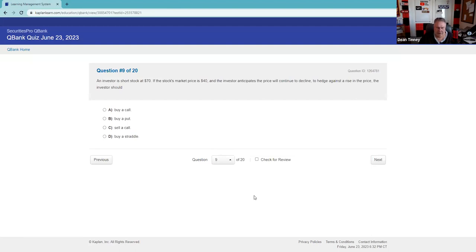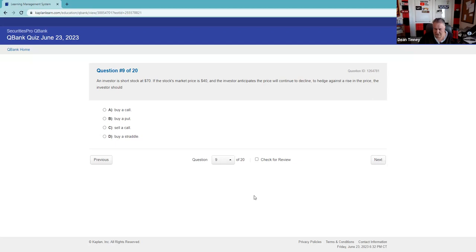An investor is short stock at 70. If the market price is 40, we're looking pretty good. We sold short at 70, the stock is going down. Everything's going according to plan here. And the investor anticipates the price will continue to decline. So I think it's going to get better still.